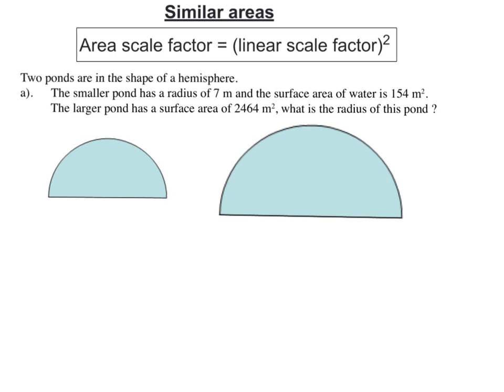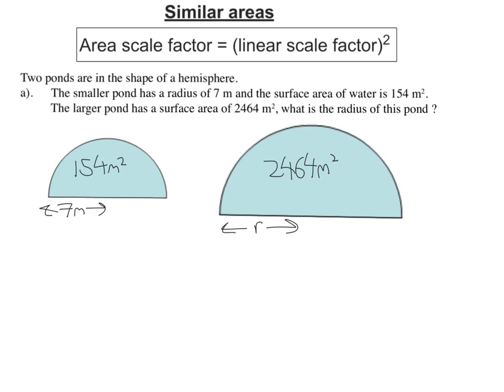Okay, here's the second example. We've got two ponds in the shape of a hemisphere, so I'll draw them as just semicircles. The smaller pond has a radius of 7 metres, so let's annotate my work, and its area is 154 metres squared. The larger pond has a surface area of 2464 metres squared, and we need to work out what the radius of the greater one is.